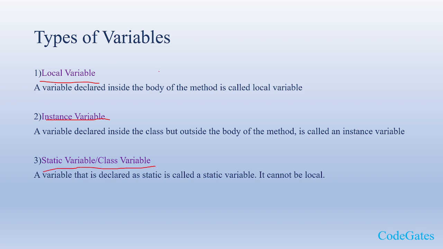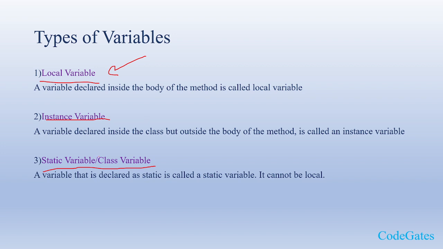Local variables are the variables which are declared inside the body of a method. Means when you declare a method in Java, and if you declare some variable inside that particular method, then it is called a local variable. An instance variable is declared inside the class but outside the body of the method. Means we declare instance variables inside the class but not in a method.